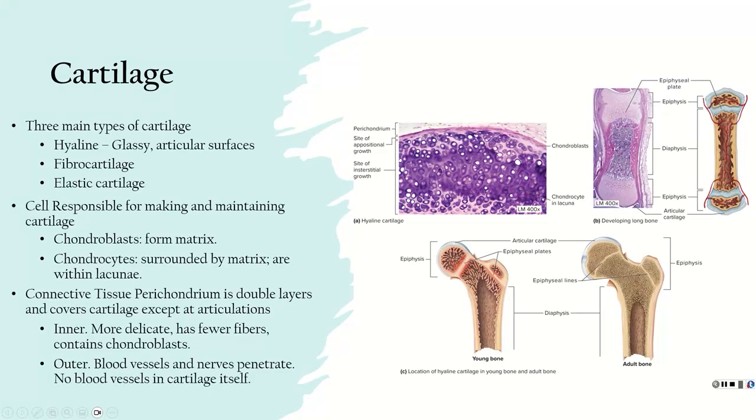So there's 3 different types of cartilage. There's hyaline, which is glassy, and it forms on top of articular surfaces. Then we have fibrocartilage, and then elastic cartilage. Where hyaline is the hardest, fibrocartilage is still hard, but has some softer, elastic, rubber band properties. And then elastic cartilage is the softest and most elastic.